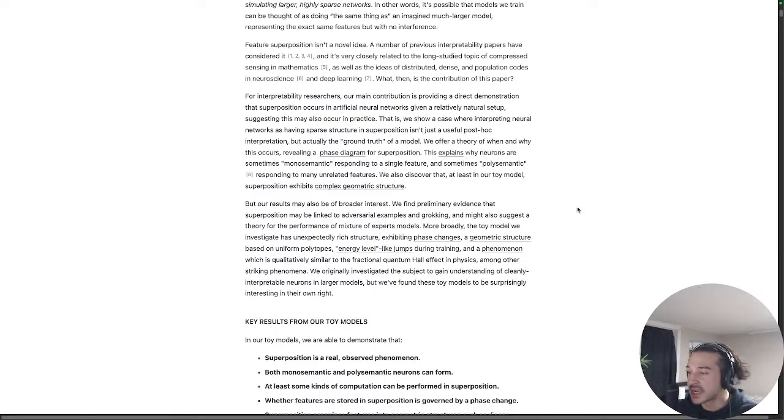We originally investigated the subject to gain understanding of cleanly interpretable neurons in larger models, but we found these toy models to be surprisingly interesting in their own right.